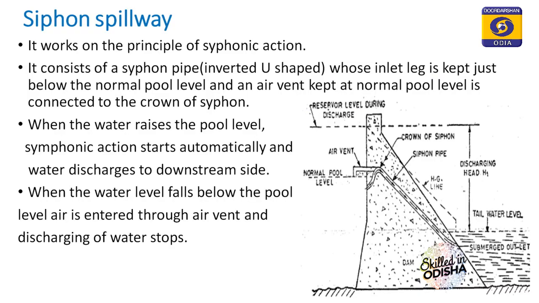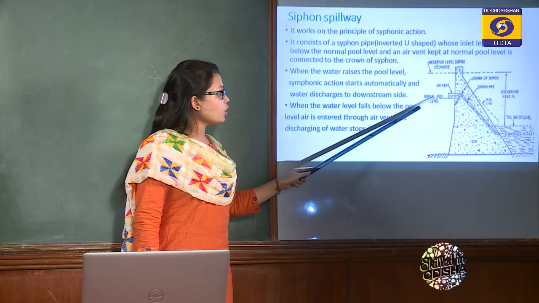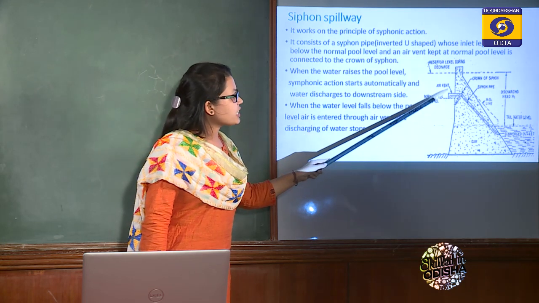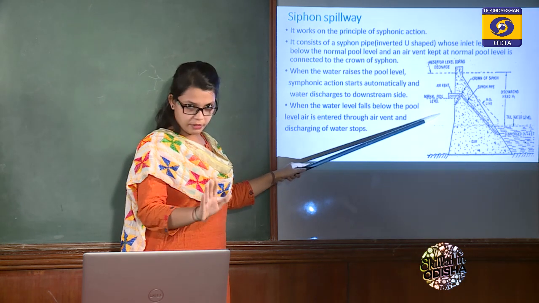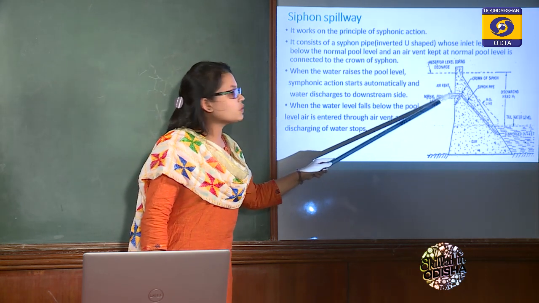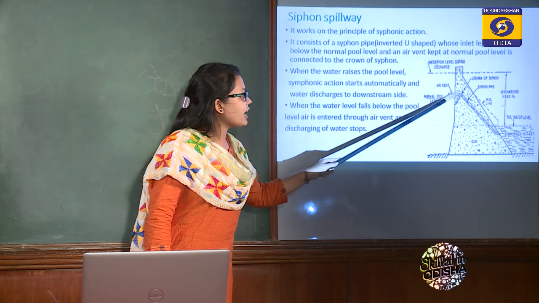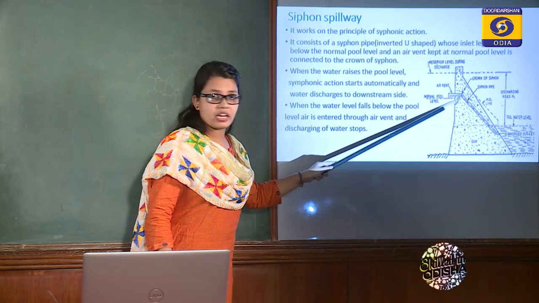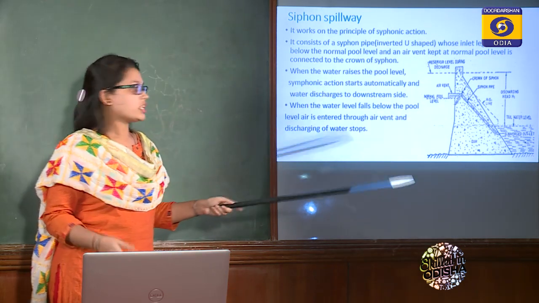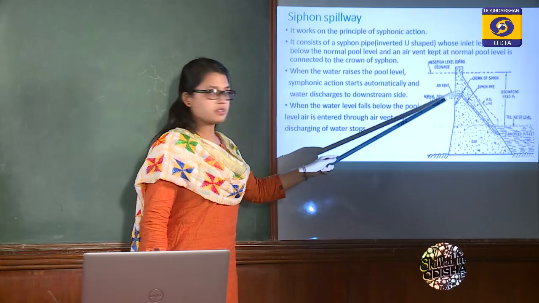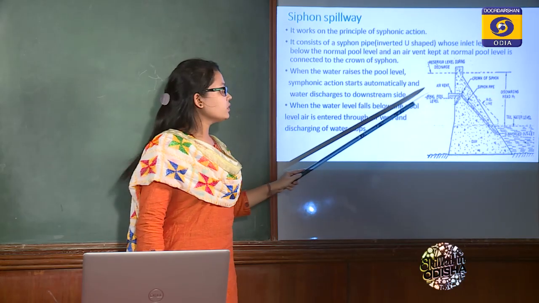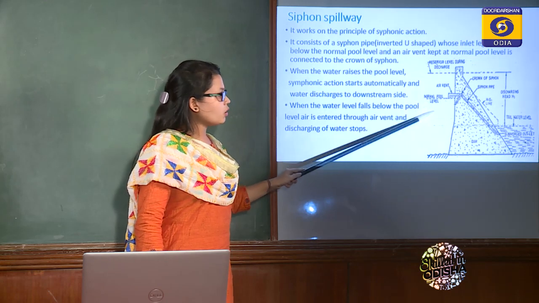What is the mechanism of this type of spillway? So whenever the water is below normal pool level, since this air vent pipe is kept at the normal pool level, and water is below normal pool level, then what happens? Air will enter through this air vent pipe, and so this highest point will be having air. So there will be air lock. Okay, so there will be constriction in the pipe and water cannot flow through it. Why? Because the air will be occupying this space, so therefore water will not pass when the water is below normal pool level.